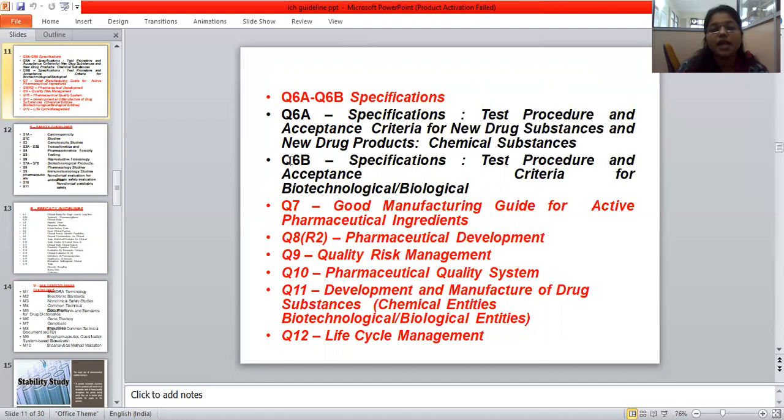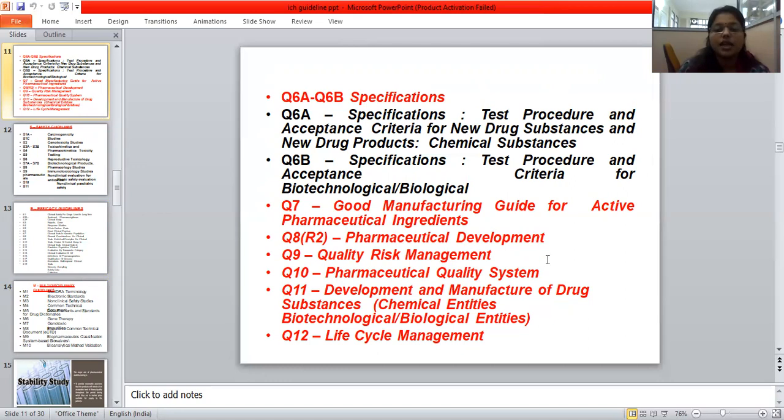For the Q6B guideline, specifications related to test procedures and acceptance criteria for biotechnological products. So for new drug substances and biotechnological products, we have different specifications, which are given in the Q6A and Q6B guidelines. In the Q7 guideline, we have the GMP guideline for active pharmaceutical ingredients, the Q8R2 guideline for pharmaceutical development, the Q9 guideline for quality risk management, and the Q10 guideline for the pharmaceutical quality system.